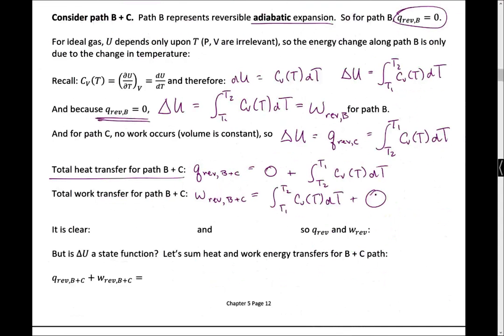So what we can conclude is that W reversible for path A is not the same as W reversible for path B plus C. We can see that graphically and through our calculations. And the heat transfer for path A is not the same as the heat transfer for path B plus C. So even though path B plus C has the same starting and end point as path A, I don't have the same heat transfer and I don't have the same amount of work. And that tells me that both heat and work are not state functions, but they're path functions.